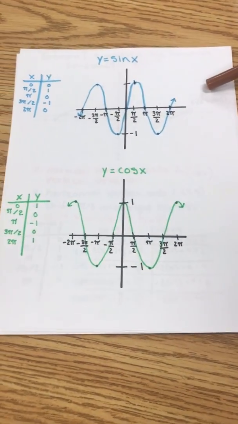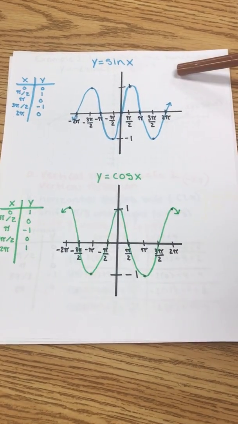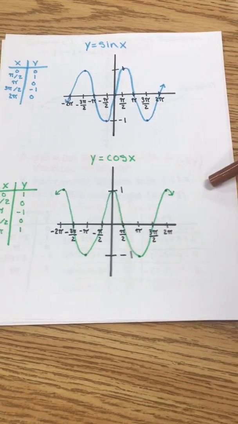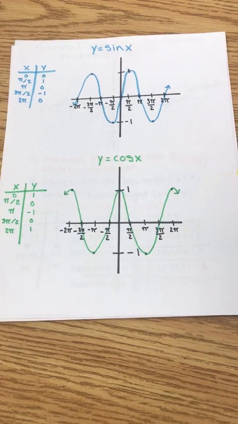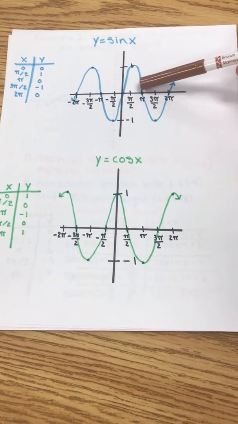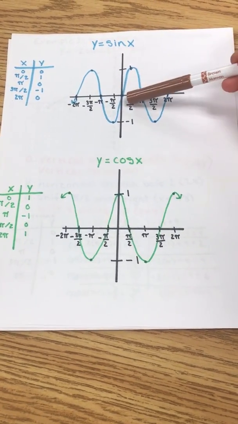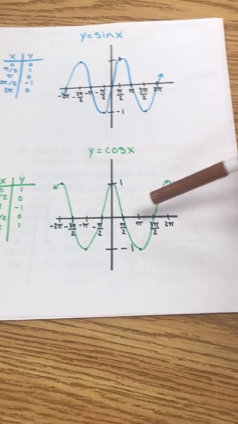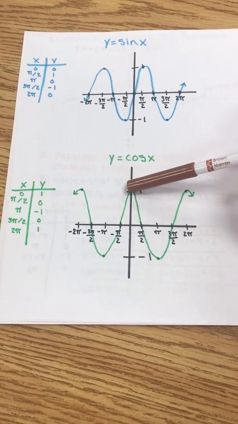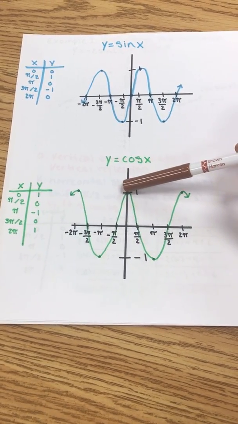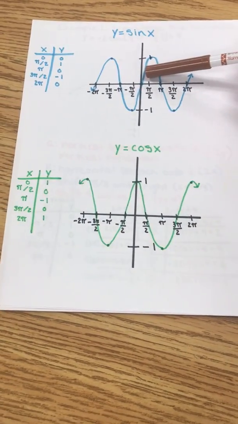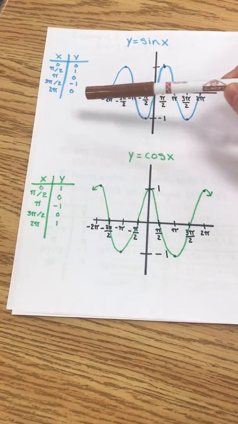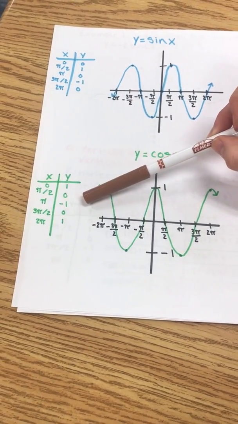Here is a model of the parent functions. This is sin x, and then this is cos x. As you can see, they're pretty much exactly the same, except they're shifted pi over 2 apart from each other. This one starts at the maximum, and this one starts at the rising midline. So these are their coordinates, and that's what we're going to be transforming.